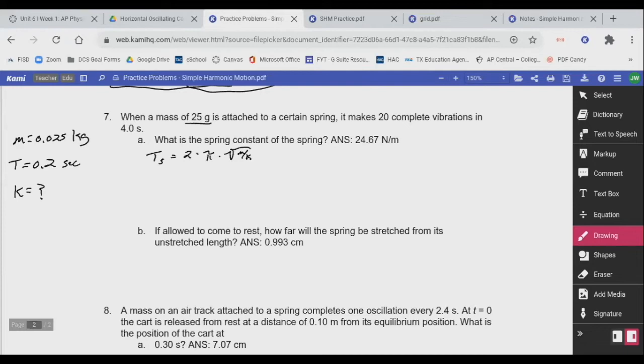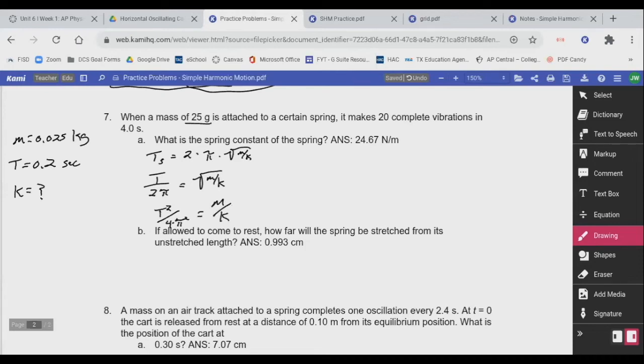Now, we need to rearrange this equation, because what if we're not using numbers? We want to solve this equation for K. So if I divide 2 pi to the other side, I'm going to drop that subscript S because it's going to make it messy in my handwriting. I'm just going to keep it as T divided by 2 pi is equal to the square root of M over K. Then if I square both sides, I get T squared divided by 4 times pi squared is equal to M over K.